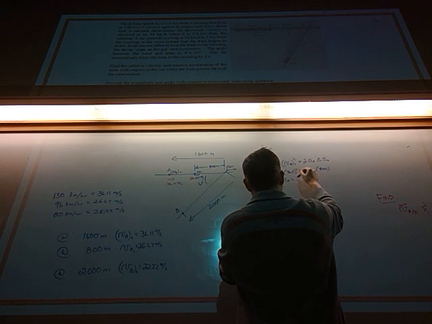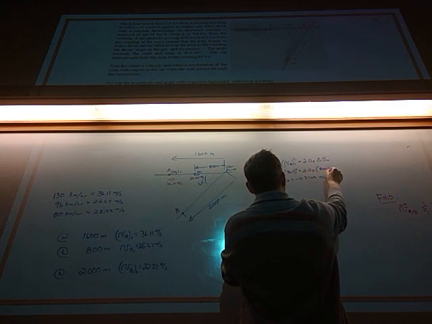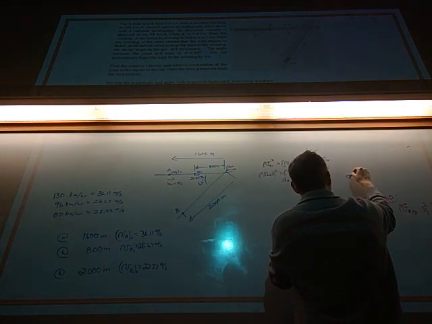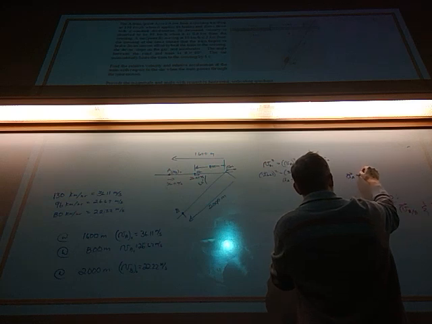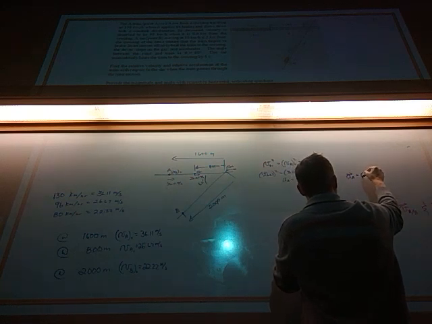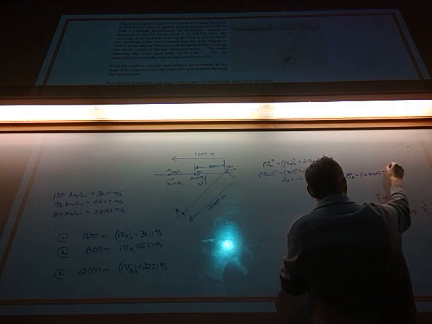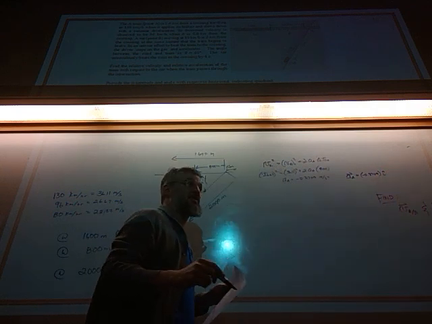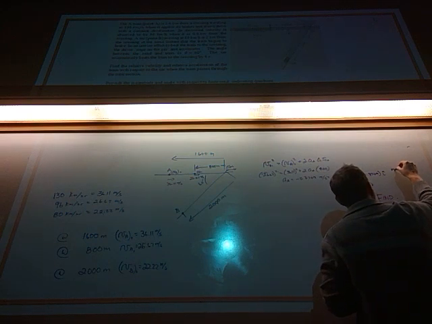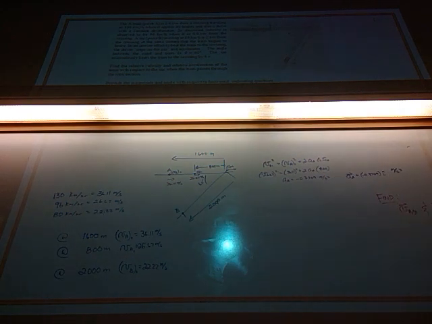And let's see, where did I go? I get a negative 0.3704 meters per second squared. And from this, I know its acceleration is negative 0.3704 meters per second squared. I'm going to need that when I go to find this.